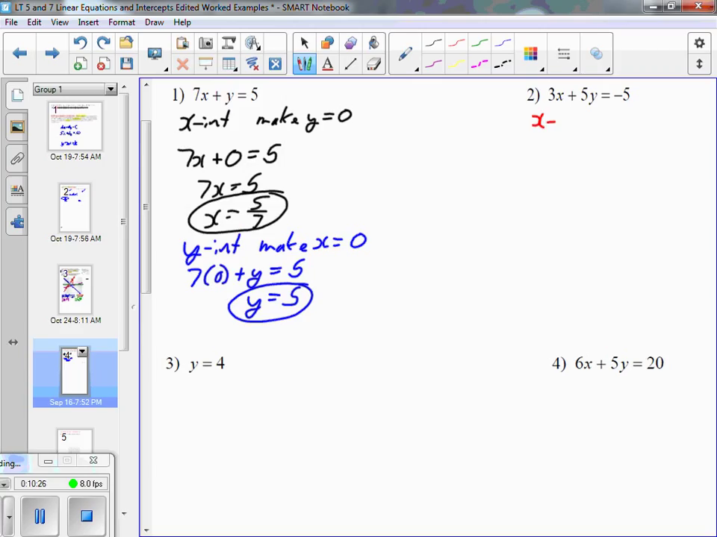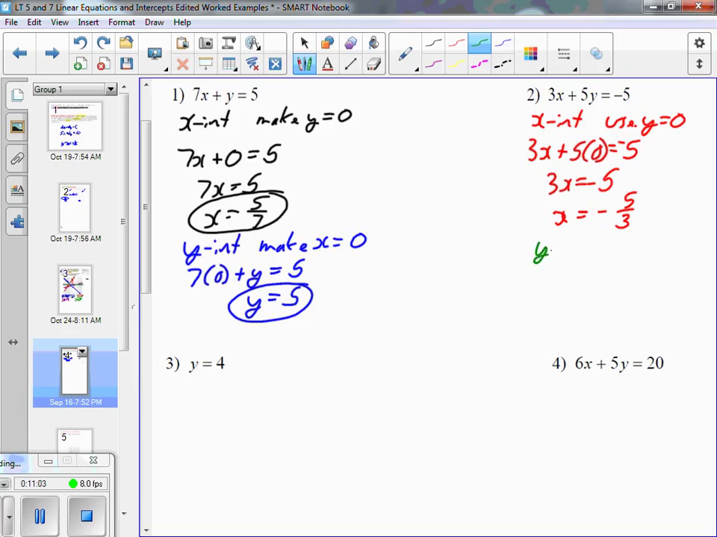Let's get the x-intercept first. And you don't have to write this out. I'm doing this to help you, okay? Use y equals 0. So that'd be 3x plus 5 times 0 equals negative 5. 5 times 0 is 0, so that's just 3x equals negative 5. That means x equals negative 5/3. That's the x-intercept. That's where the line crosses the x-axis.